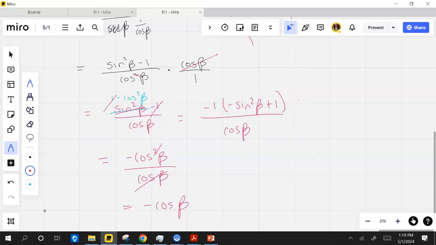If you did it this way, is that what you're talking about? This way? Because this one and this one canceled out. No. I changed sine squared to 1 minus cosine squared, but that minus 1 was still there.